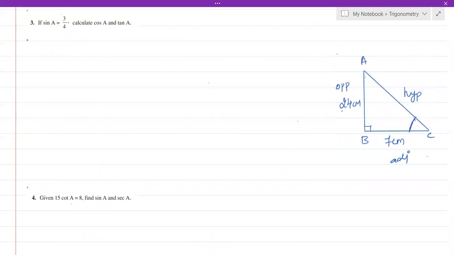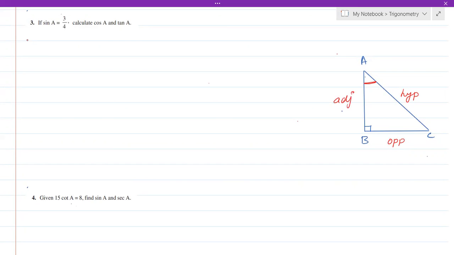Okay. So I've taken the right angle triangle, A, B, C. This is the right angle triangle. Now, as you can see, they've given sine A, which means the angle is at A. So BC will become the opposite side. Opposite to 90 degree will become our hypotenuse, and the remaining one will become the adjacent.